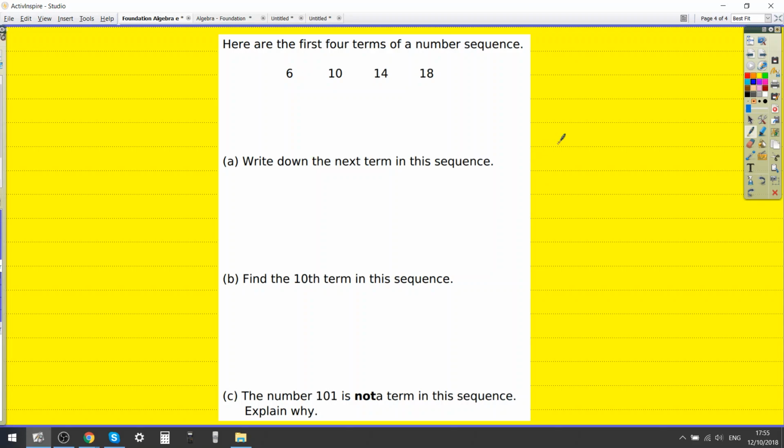Okay, how about this one? Given the first 4 terms of the number sequence, write down the next term in the sequence. 22. Is 42 a term in this sequence? And then 101. It's not a term in this sequence, because it's only even numbers in this sequence. 101 is odd. The sequence is even.